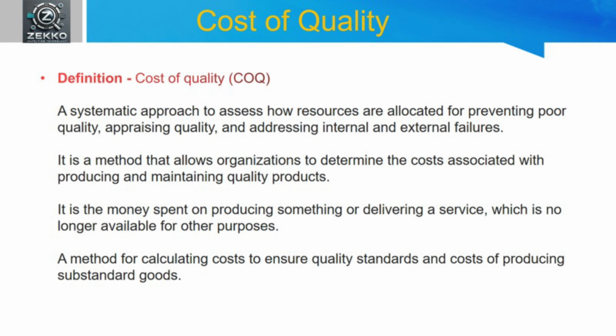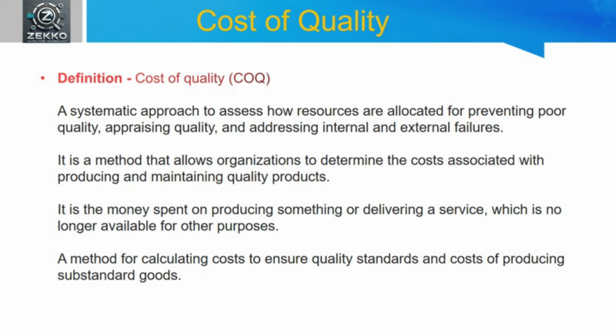It's a simple definition. That means every industry should allocate resources for preventing poor quality. Also, there is one part where we have to appraise the quality and address internal and external failures. Another definition we will take here is that it is a method that allows an organization to determine the cost associated with producing and maintaining the quality of a product. This is a total cost, where there is a cost involved in producing the good quality product, and the bad quality product cost involved.